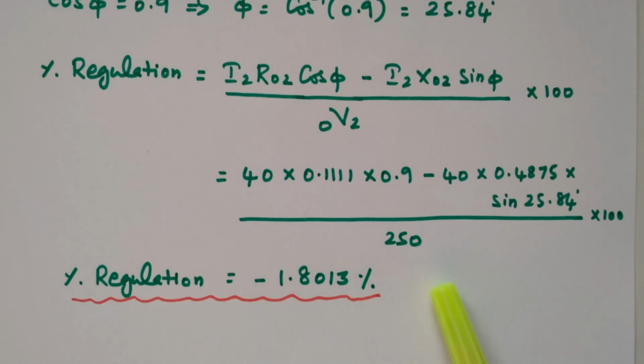So in this question, we calculated the regulation and the efficiency at full load, the efficiency at half load, and the copper loss at full load.